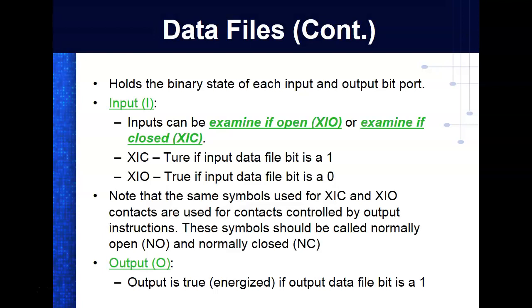Okay, we talked about this, right? Examine if open. Anybody got any problems with examine if open and examine if closed? So got that down? These symbols should be caught. We only need to really know this when we're dealing with input devices. When do we use an examine if open and when do you use an examine if closed? If it's a contact inside the program that's being controlled by a program coil, then we don't have to worry about it. That makes sense.